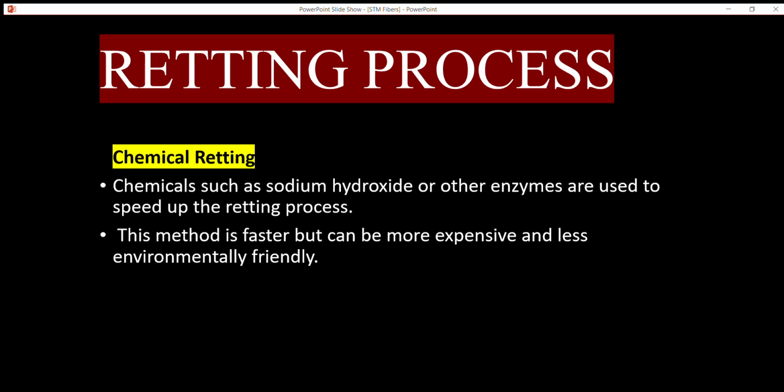Third is chemical retting. Chemicals such as sodium hydroxide or other enzymes are used to speed up the retting process. This method is faster but can be more expensive or less environment friendly. As we have previously discussed, it is comparatively a costly process, and second, due to utilization of chemicals in the retting process, it is a less environment friendly process.